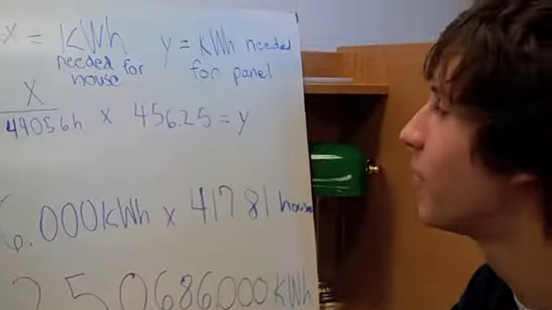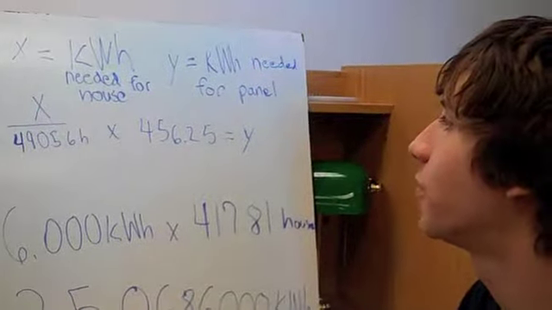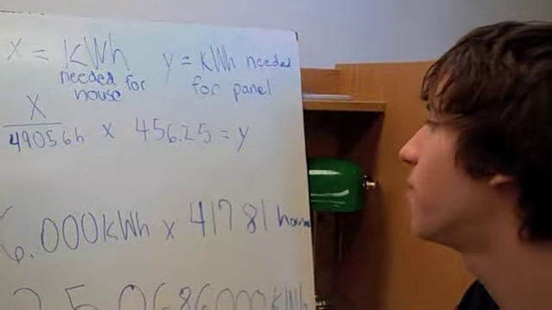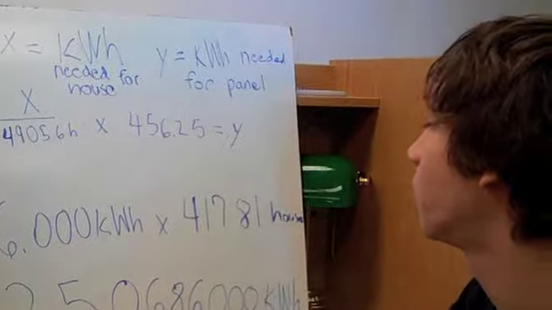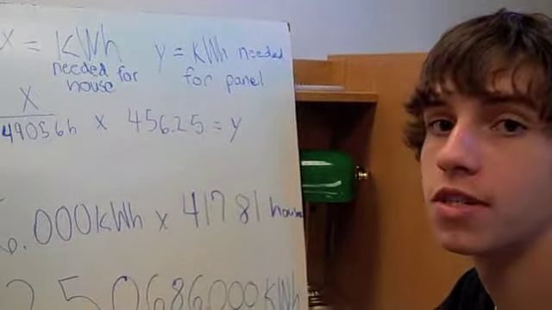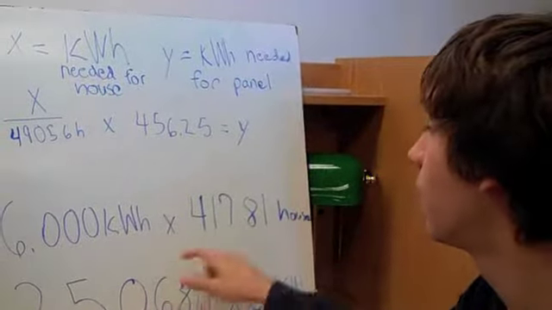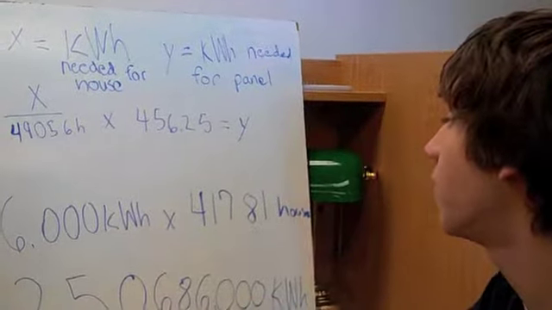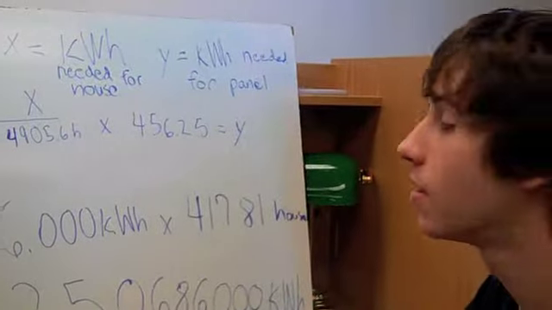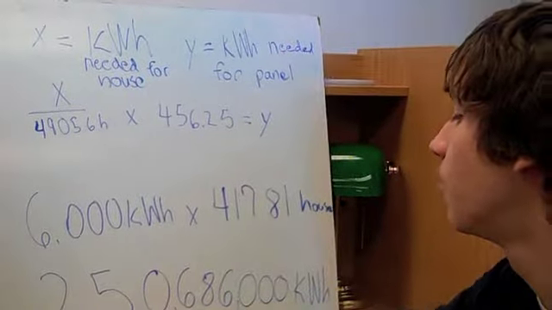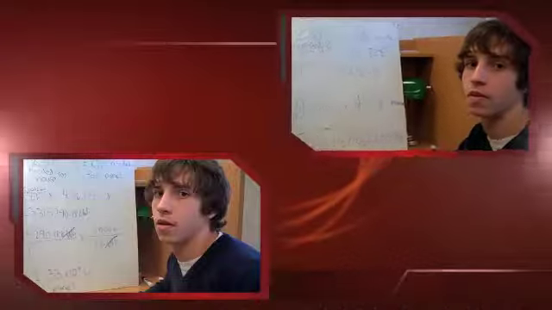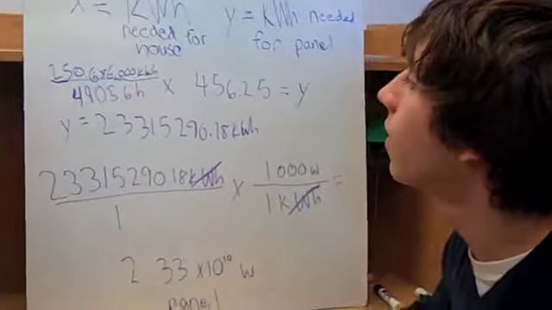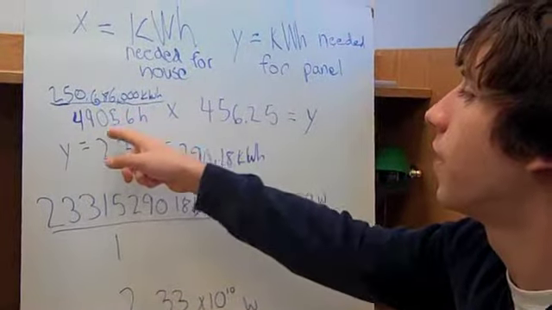Now that we found the hours of sunlight in a year in Bloomington Normal, we're going to find x, which is the kilowatts needed for all the houses in Bloomington Normal. It is 6,000 kilowatts times the number of houses in Bloomington Normal. We found this number from physics.usc.edu, and the number of houses is 41,781, from the Bloomington Normal census. Once we multiply those together, we get 250,686,000 kilowatts.